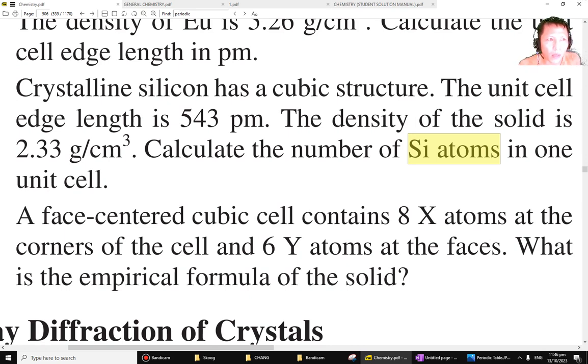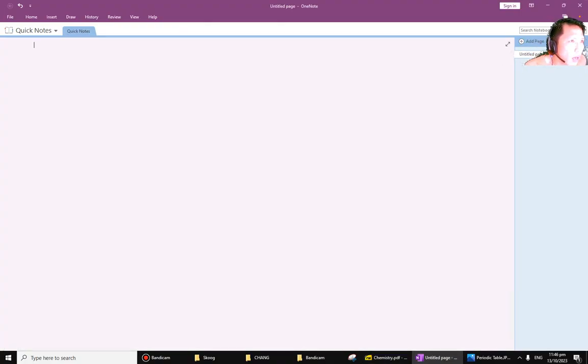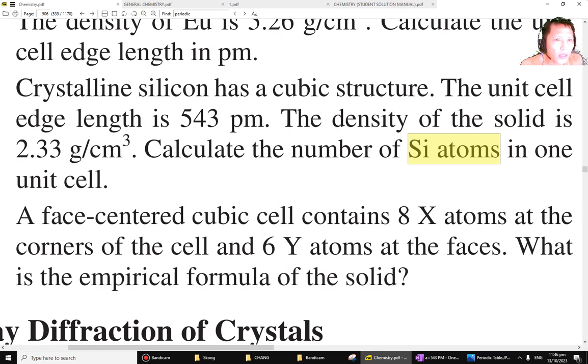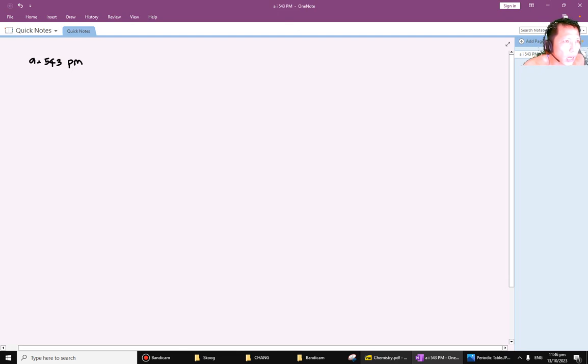What is important whereabouts is the edge length, which is 543 picometers. So I can write it down. The edge length, which is actually a in our case, is 543 picometers. Another important given is the density of the solid, 2.33 grams. Usually in elementary, we call this what is asked, what is given. So I already lump what is asked and what is given. So these are the given. a is 543 picometers. That is the edge length of the cube.